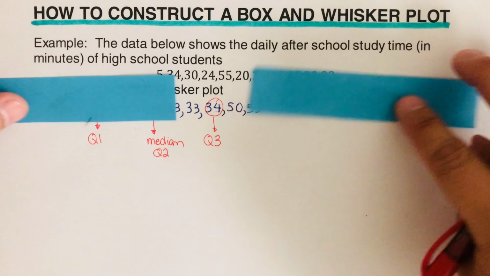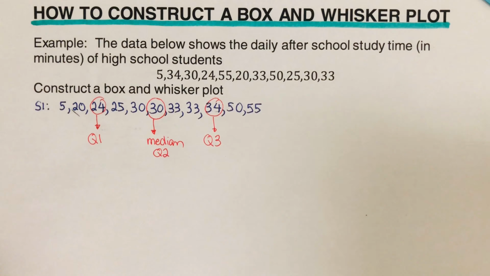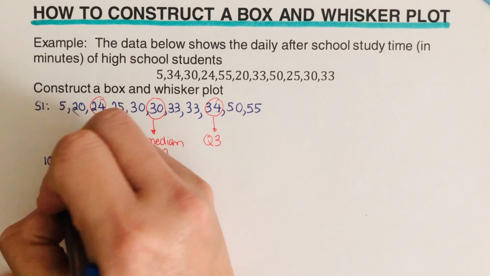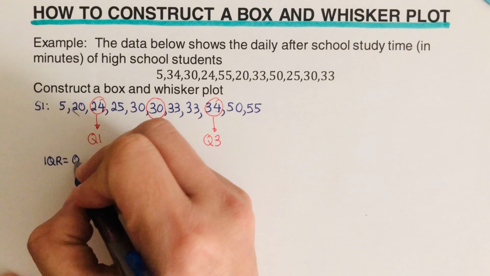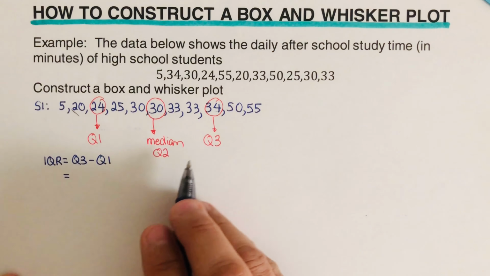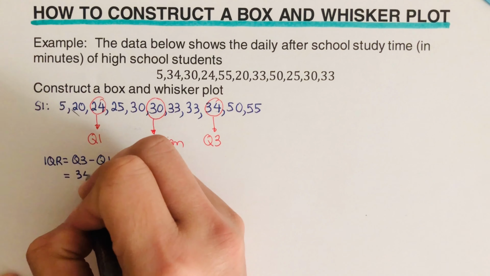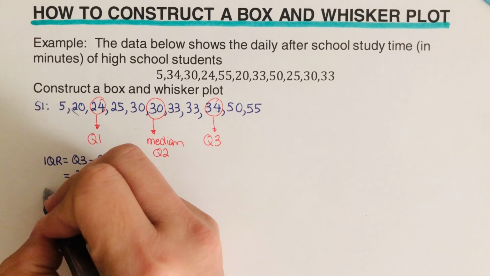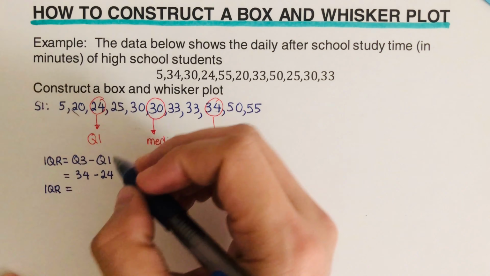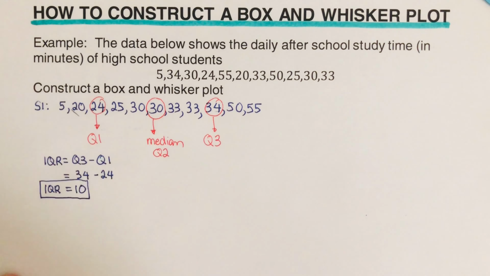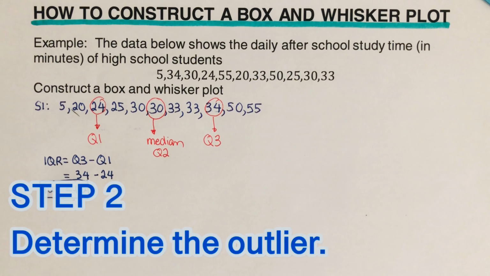Part of this step is to determine the IQR. Again, the formula for IQR is Q3 minus Q1. So in this case right here, we have 34 minus 24, which is our Q1. So our IQR is 10. So this will be our value for the IQR. The second step is to determine the outliers.